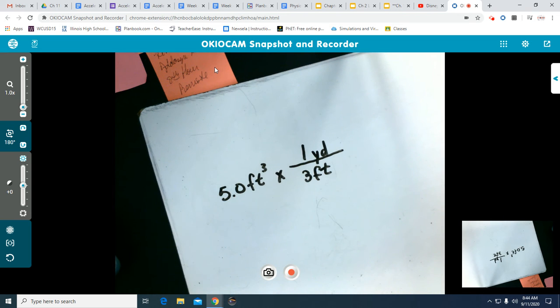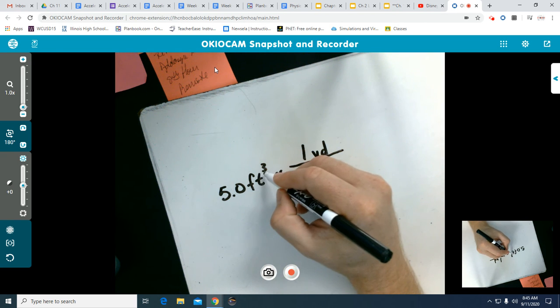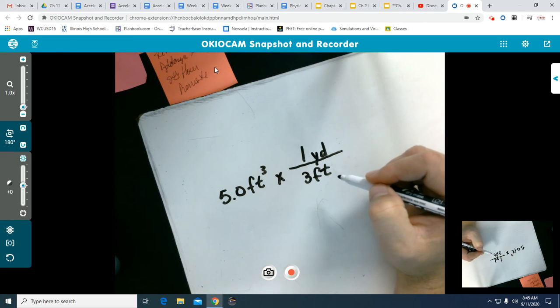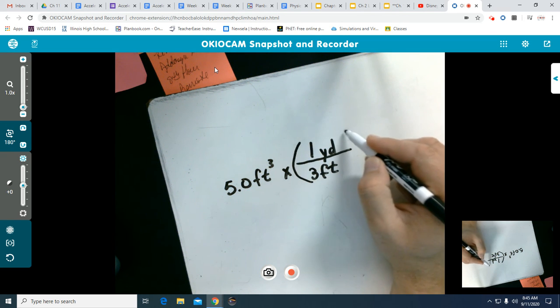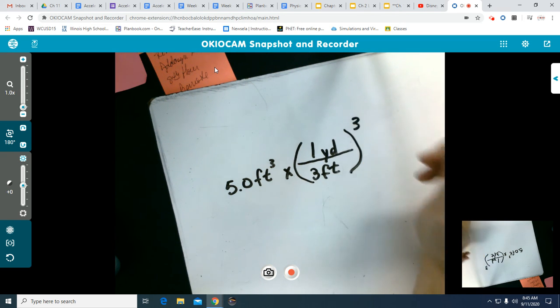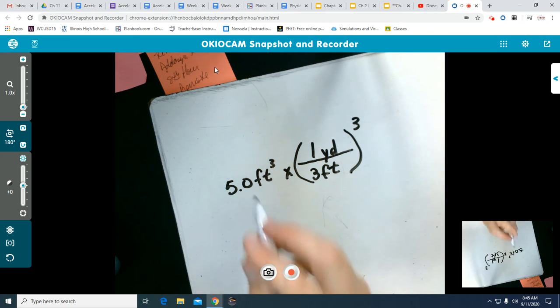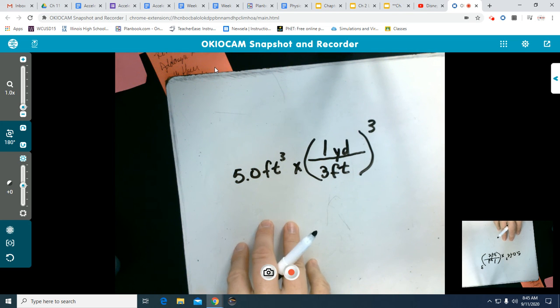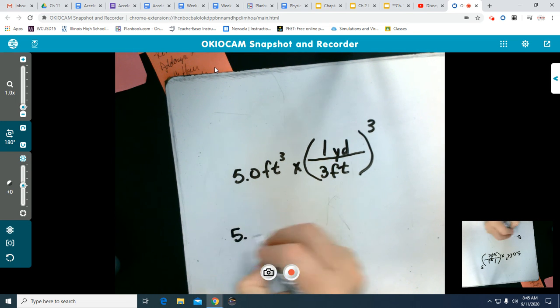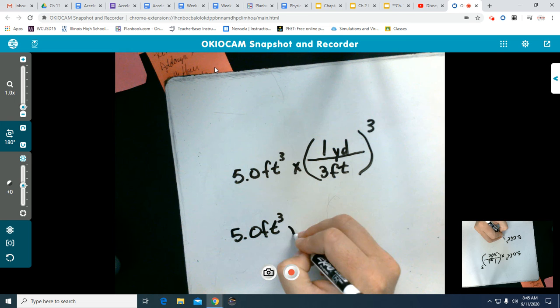But there's a problem right off the bat. Nothing you did. We cannot cancel feet cubed and feet because they are not the same unit. So how do we go about that? Trickery. We have to cube the entire conversion factor. So there's a reason why I erased down here, because I'm going to be rewriting it as we go, as you'll see in just a second.